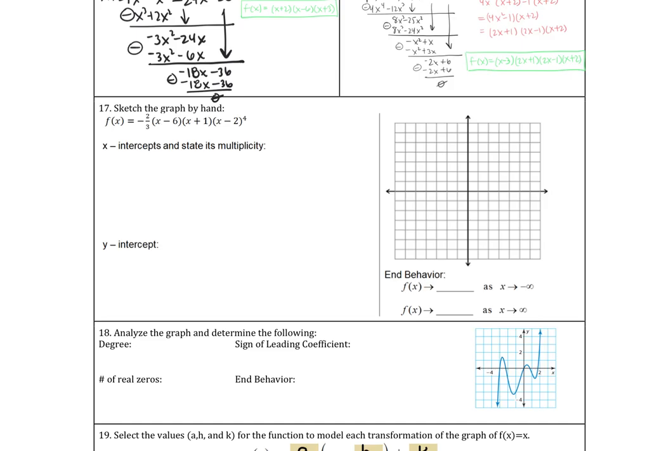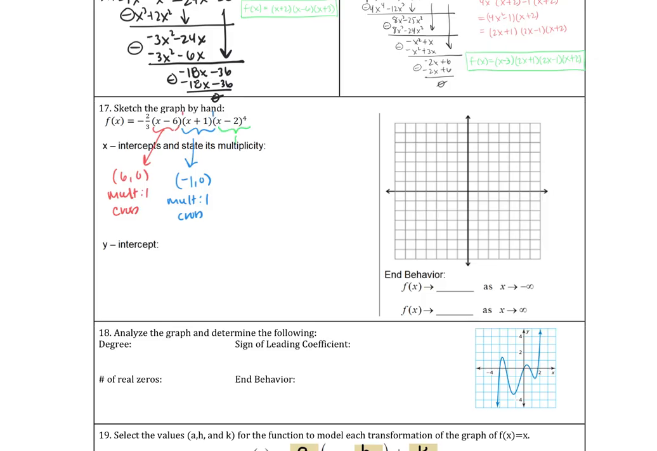All right, let's move on to number 17, where it says sketch the graph by hand, x-intercepts with multiplicity. So let's look at our first factor. X minus 6 has an intercept of (6, 0), multiplicity 1. That means we're going to cross the x-axis because it only appears one time. Our next intercept is going to be (-1, 0), multiplicity 1, which means it's going to cross that x-axis. I only see it appear one time.